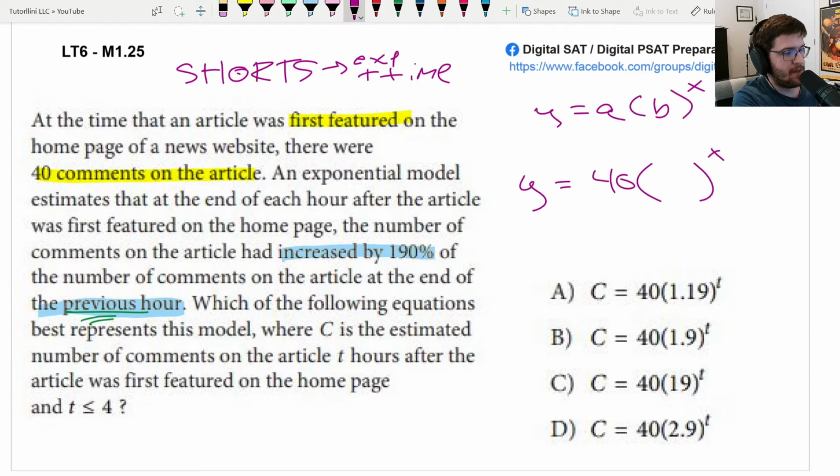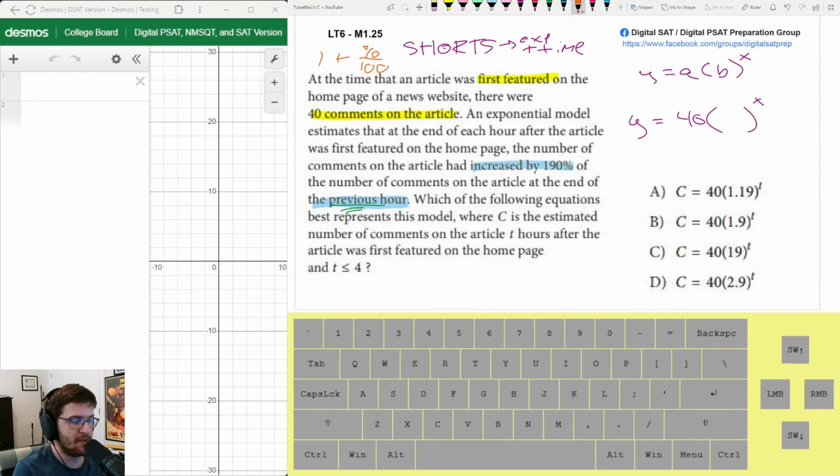And it says increased by 190%. So just like we did a couple problems ago, we have to do a percent multiplier for an increase, which is 1 plus percent over 100. Many students would just do this in their head and get it wrong. So I'm telling you guys, don't do this in your head. There's no reason to. Absolutely no reason to do it in your head. Okay, 1 plus 190 over 100. Okay, I see that's 2.9. So it's got to be answer choice D.